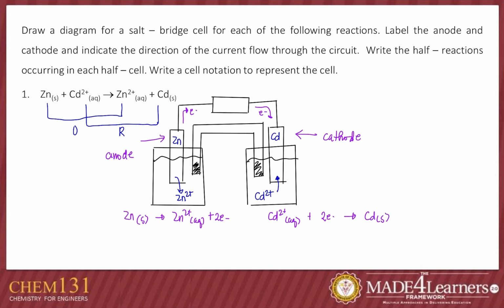And then write a cell notation to represent it. So Zn solid to Zn2+ aqueous. We're going to use a single vertical line at the anode, and then 2 vertical lines for the salt bridge, and then the Cd2+ aqueous, single vertical line, forming Cd solid. So this is our cell notation for the given galvanic cell.